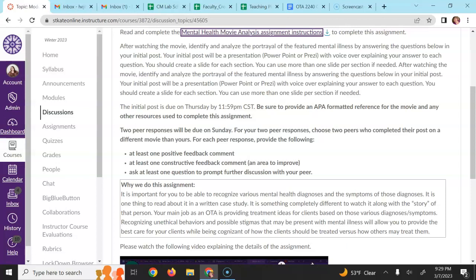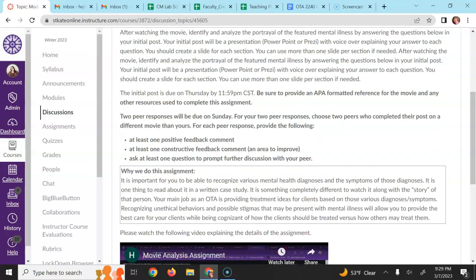So why do we do this assignment? It's important for you to be able to recognize various mental health diagnoses and the symptoms of those diagnoses. It's one thing to read about it in a written case study, but it's something completely different when you watch it and you know the story behind the person. So your main job as an OTA is going to be providing treatments and coming up with ideas for those treatments for your clients. You'll also need to recognize unethical behaviors and possible stigmas that may be present with clients who have mental illnesses, so that you can provide them the best care that they deserve, while being cognizant of how they should be treated versus how some others may treat them.